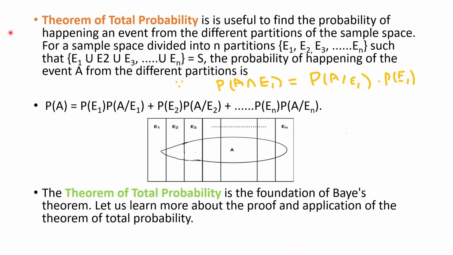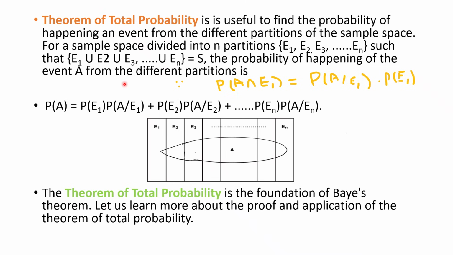The theorem of total probability says, once again I have drawn another example: this is your whole sample space, and here E1, E2, E3 and En are the partitions which are mutually exclusive, but their union will give you S. And there is another event called A which has already happened. In that case, what is the theorem of total probability? So let us see. It is useful to find the probability of the happening of an event from different partitions of the sample space.